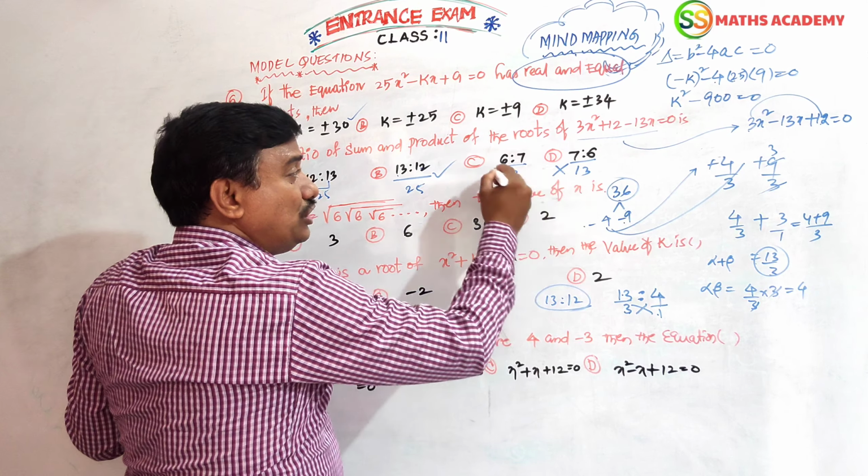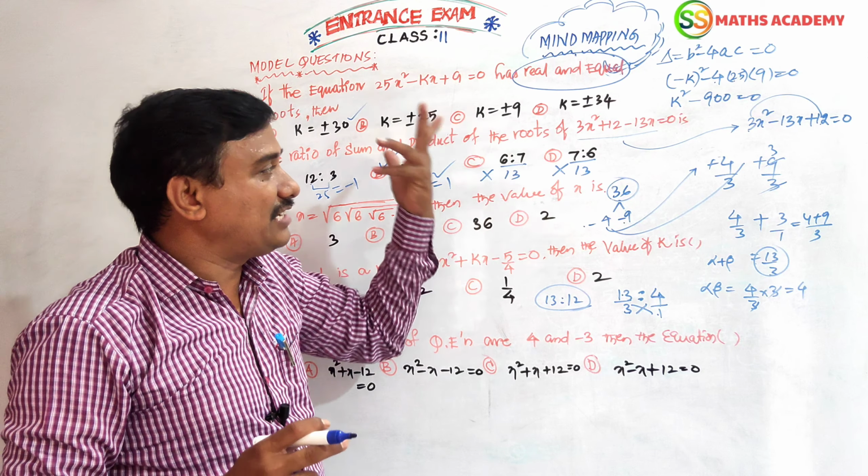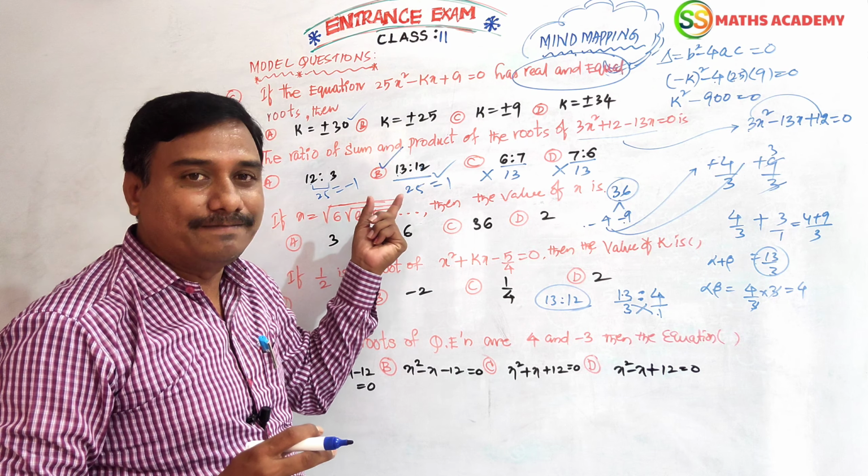You follow the technique. If the sum should be a perfect square, because this value will be a perfect square, then we can go with the perfect square. Here this option will not be there. Suppose this option is 12 and 3. 12 plus 3 is 15, not a perfect square. It's not a perfect square. Only the answer will be B.